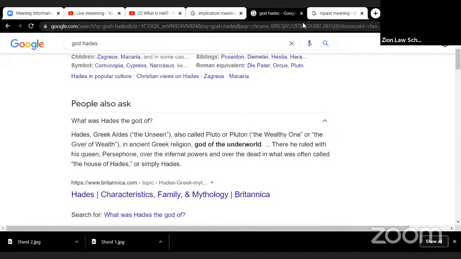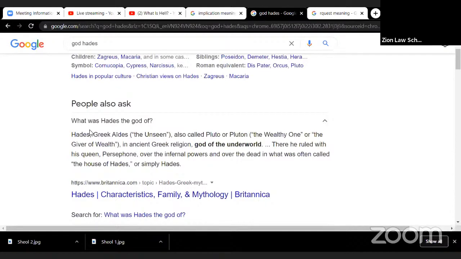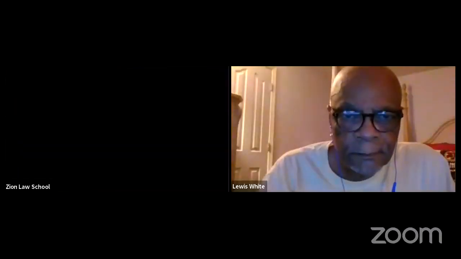So he was the giver of wealth, the wealthy one. That's interesting. Also called Pluto or Pluton, the wealthy one, or the giver of wealth. That's interesting.